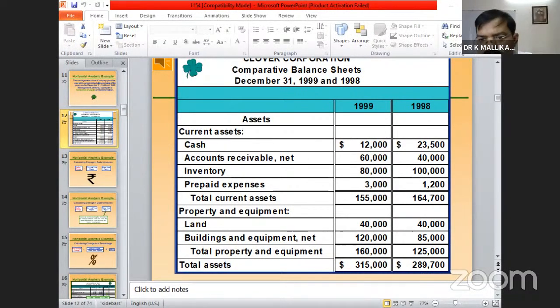It's 4,80,000. What is the current year sales? 5,20,000. What is the difference amount here? 40,000. So what we can do is 40,000 divided by 4,80,000 into 100. So it was 8.3%. 8.3% it was in the figure.